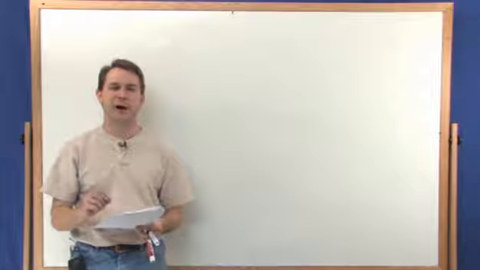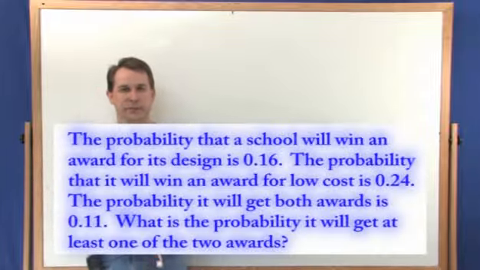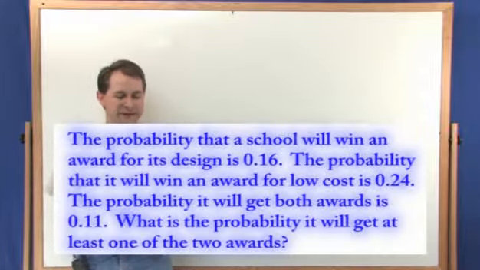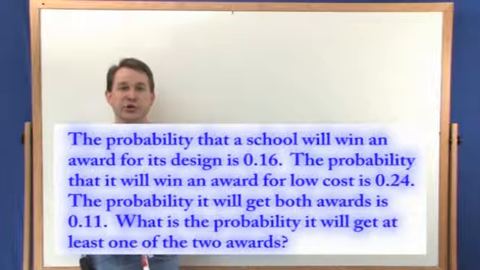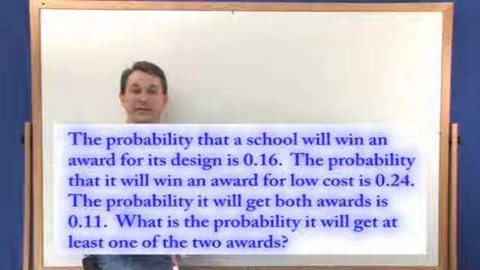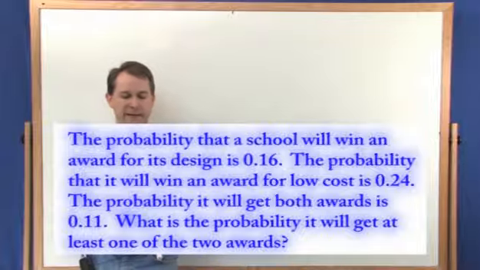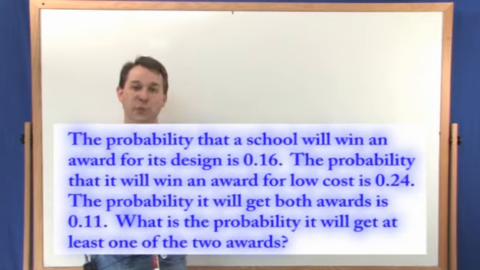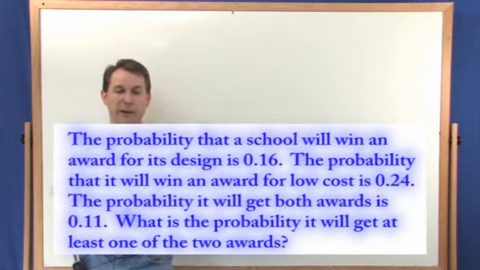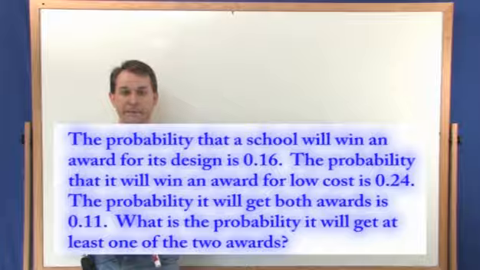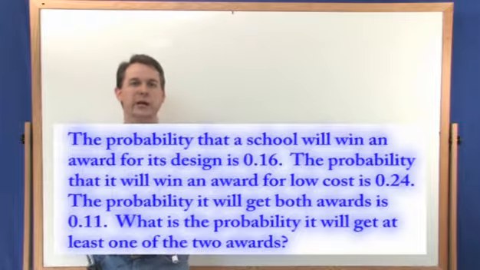Okay, for our last problem, it's kind of a lengthy problem, but I think it's going to be really instructive. The problem says, the probability that a new school will get an award for its design is 0.16. The probability that that school will get an award for the lowest cost is 0.24. The probability that it will get both awards is 0.11. What is the probability that it will get at least one of the 2 awards?